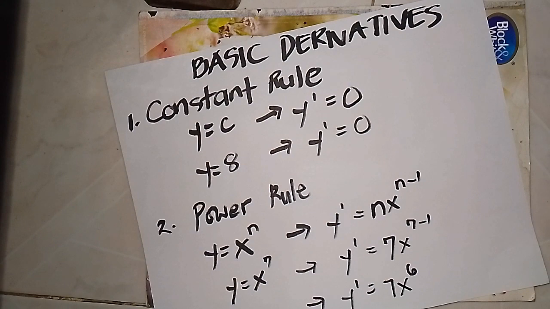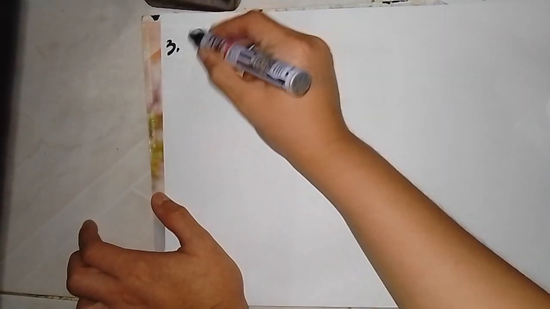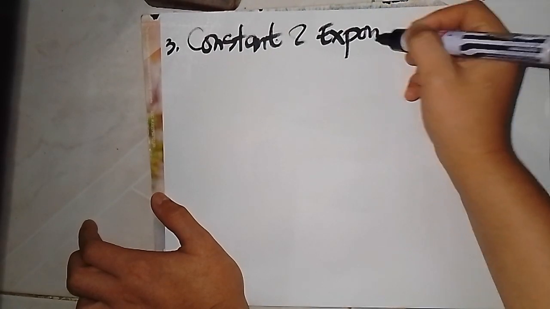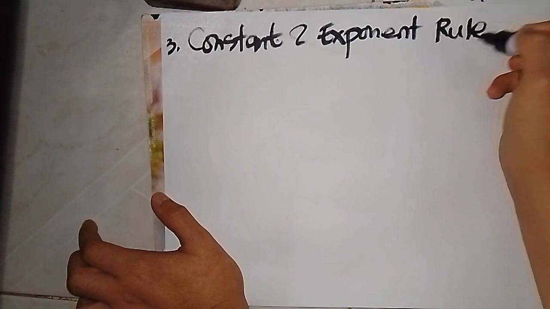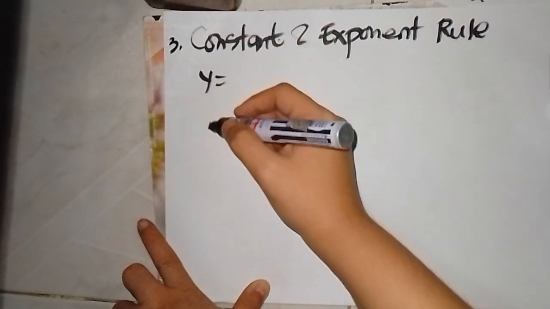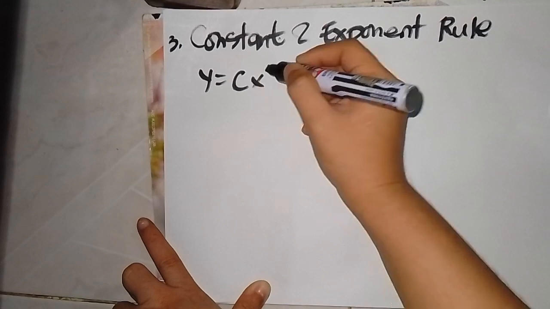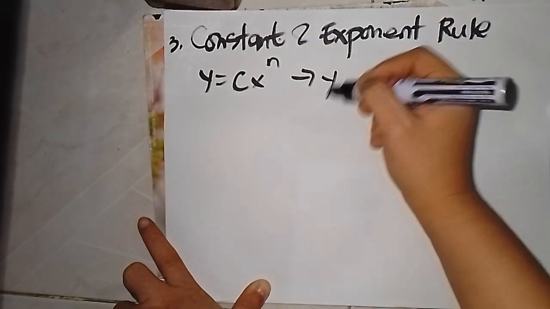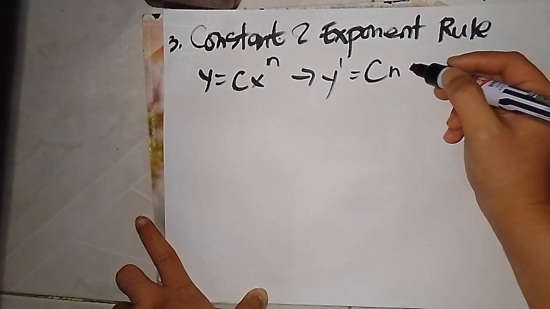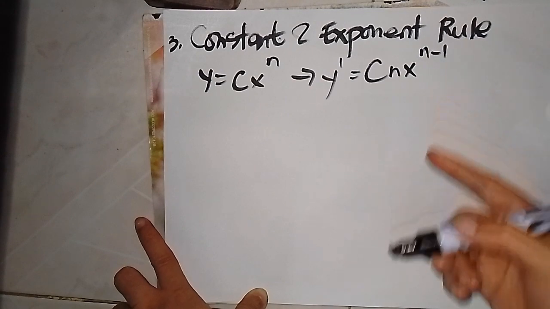So for the next rule, we have the constant and exponent rule. In here, let's say we have an example for this one. If your y is equal to c x^n, then the derivative will be y prime is equal to c n x^(n minus 1), the constant times n, and then n minus 1 as the exponent.